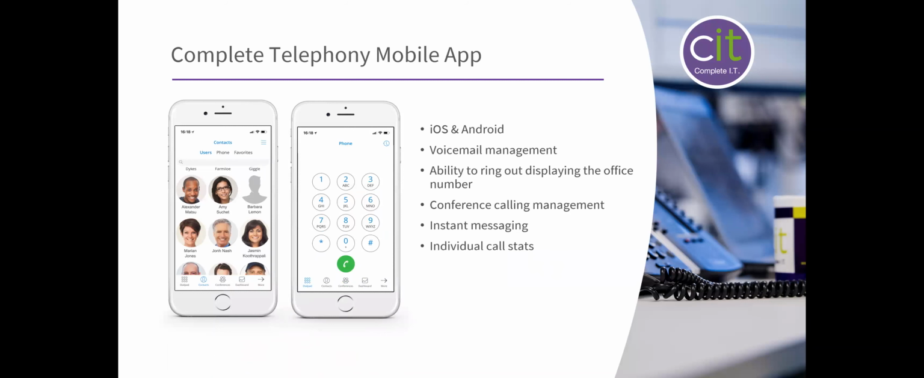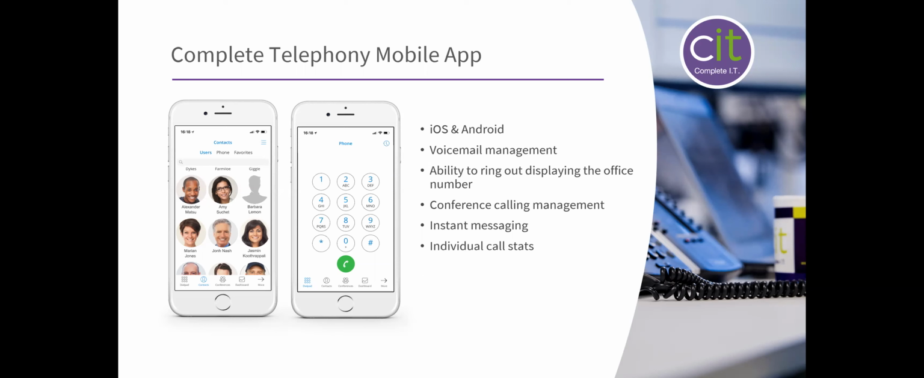Next up is the mobile app. So the mobile app works on both iOS and Android. In the app, you can manage your voicemails. You can ring out from the app, displaying the office number, which I find really helpful. So let's say for argument's sake, I'm trying to call a client in our Peterborough office. I could very easily go in, tap the More button, select caller ID, and select to present the Peterborough office number, which is really nice.